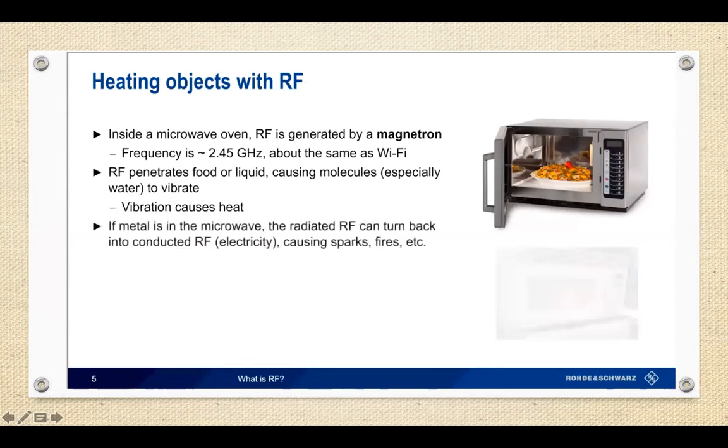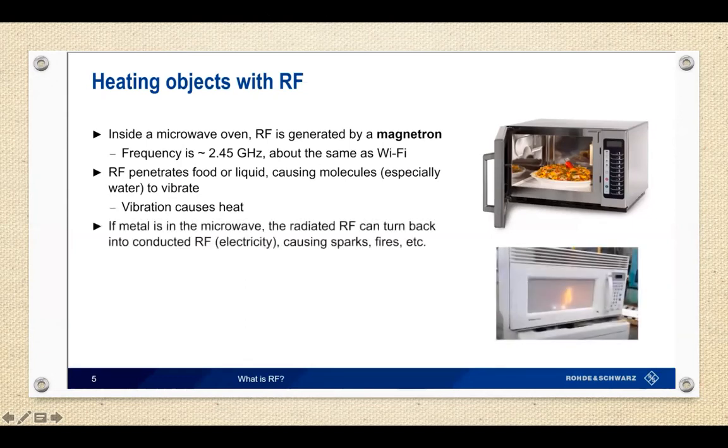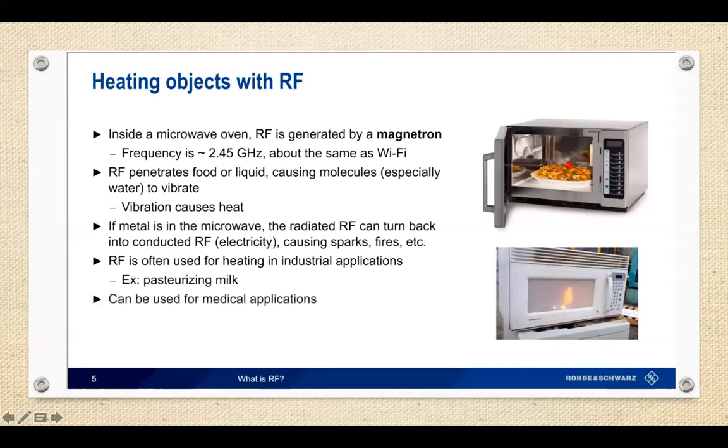This is because the metal can turn the radiated RF produced by the magnetron back into conducted RF, and the resulting currents in the metal can cause sparks, fires, etc. In addition to warming up leftovers, RF is also used for heating in industrial applications, such as pasteurizing milk, and is now also found in some medical applications, ranging from destroying cancerous cells to various cosmetic treatments.